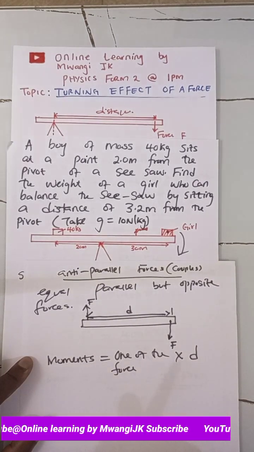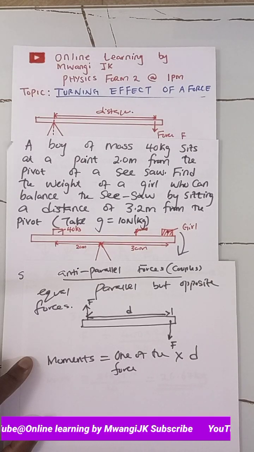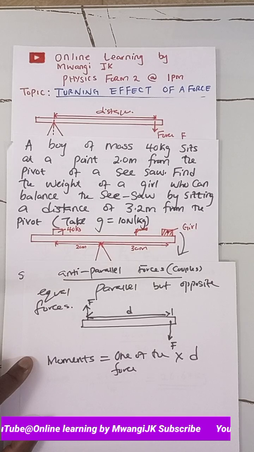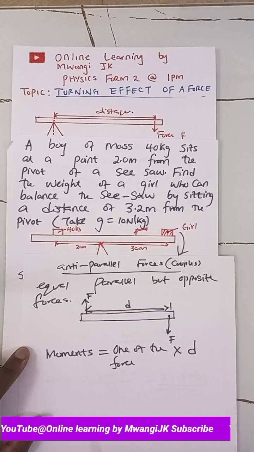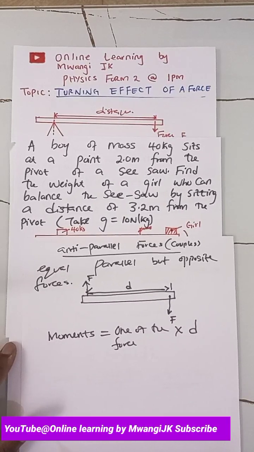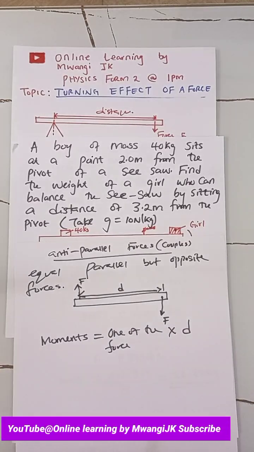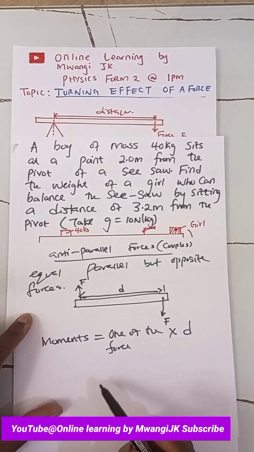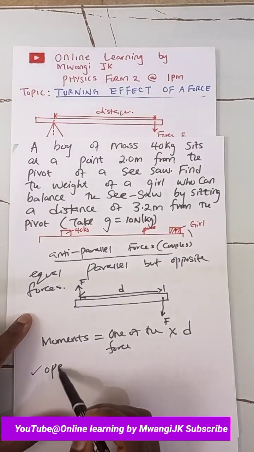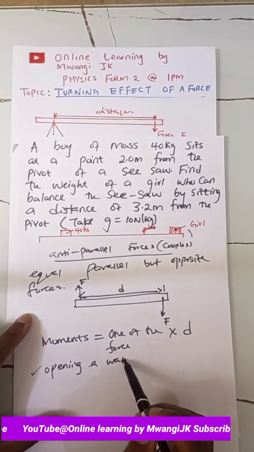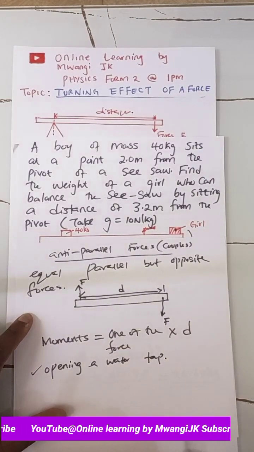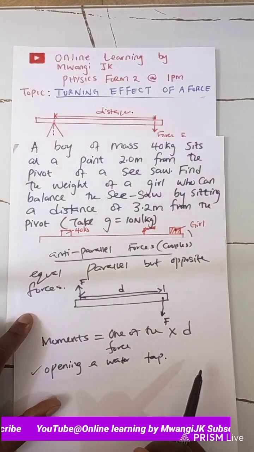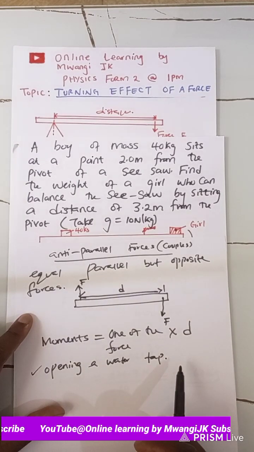And when you talk about one of the forces, we mean one of the forces, because these forces are equal but opposite and parallel. So which are the examples of a couple or antiparallel forces? We have so many cases, for example, the force applied when opening a water tap. The force involved is a couple because you apply two forces in different directions, or opposite forces, for the tap to be opened.